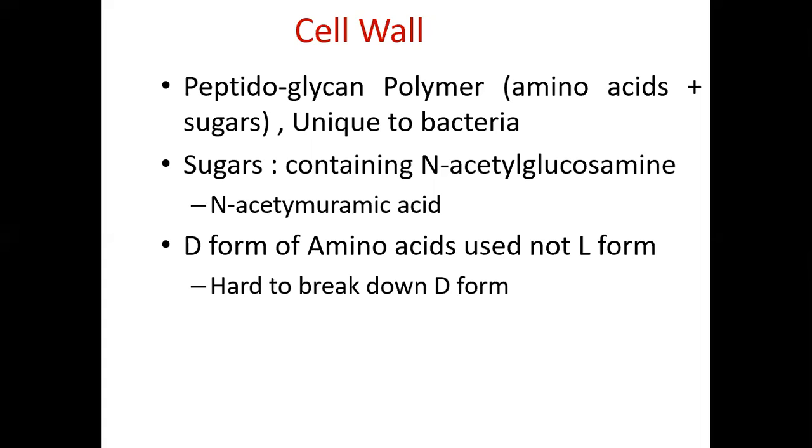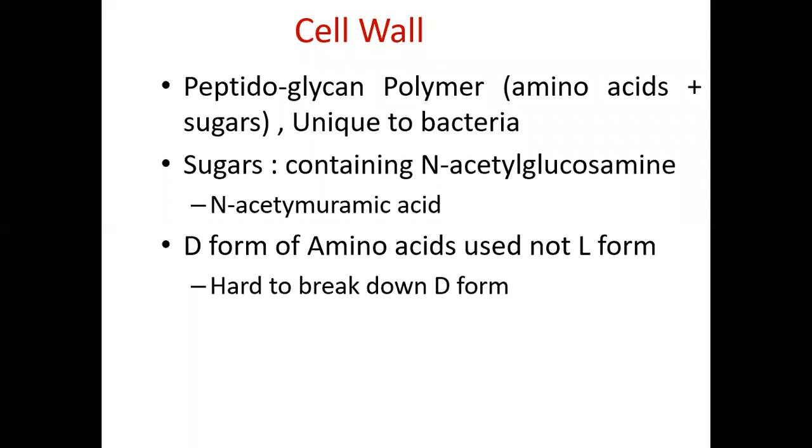This is a very important structure and characteristic for bacteria. The cell wall: according to the thickness of the cell wall, bacteria can be divided into gram-positive and gram-negative by using Gram stain. The cell wall is composed of peptidoglycan, a polymer of amino acids plus sugar. This is unique to bacteria.